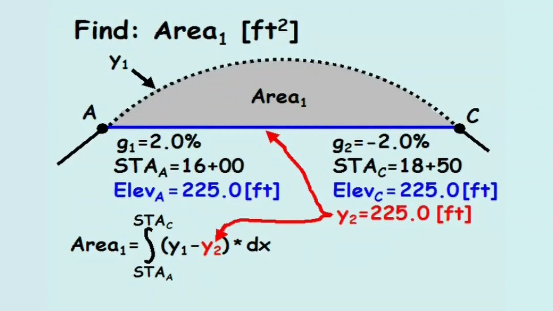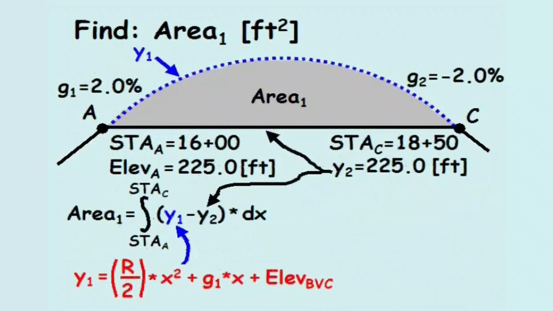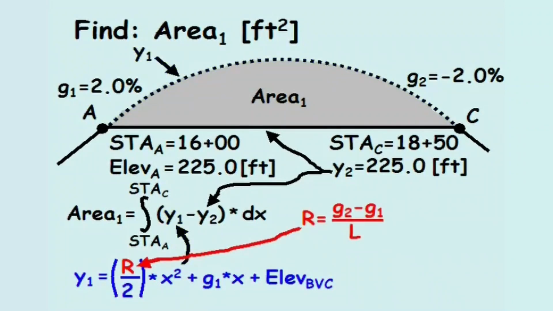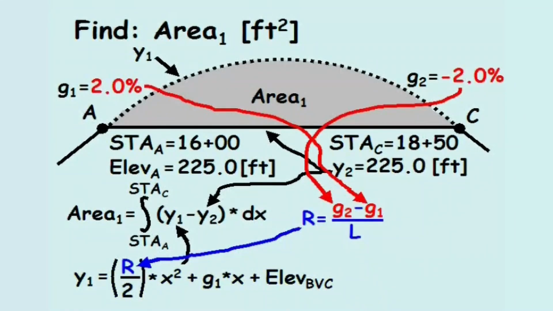The equation for y1 defines the curve AC as a function of x. The equation for a vertical curve is y equals r over 2 times x squared plus g1 times x plus the elevation at the beginning of the vertical curve. In this equation, r is the rate change of slope, which equals the final grade, g2, minus the initial grade, g1, divided by the length of the curve.